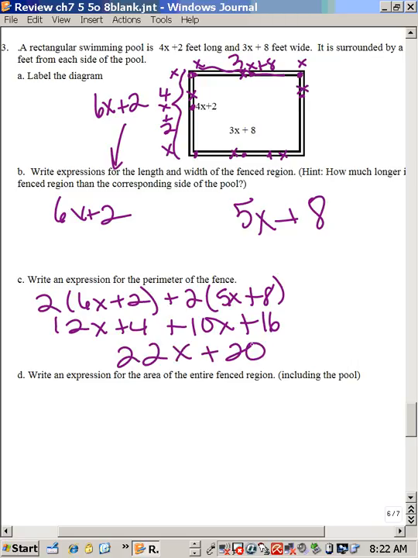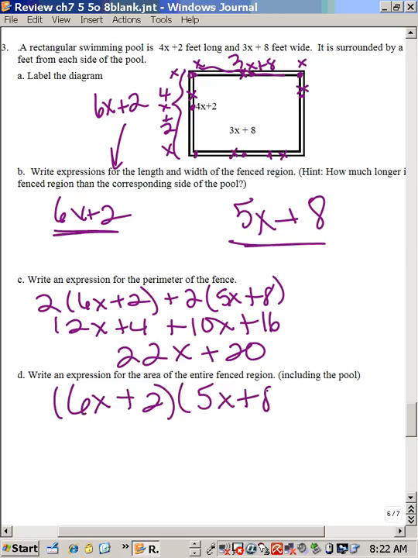Now it wants me to write an expression for the area of the entire region. So the entire region is going to be the length and the width with the fence. So I've got to multiply 6x plus 2 multiplied by 5x plus 8. Pick any method you'd like to use and begin multiplying those two polynomials.